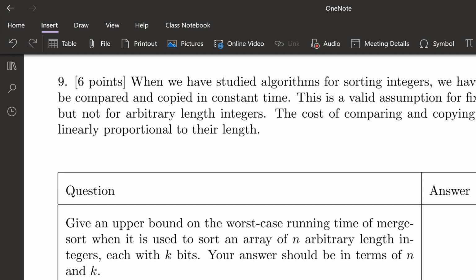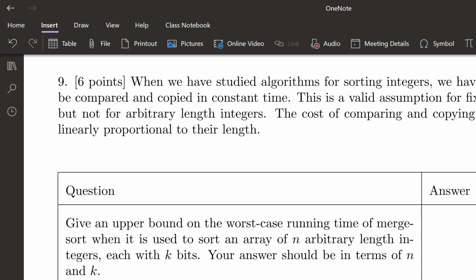Okay, question 9. When we have studied algorithms for sorting integers, we've assumed that integers can be compared and copied in constant time. This is a valid assumption for fixed length machine integers, but not for arbitrary length integers. The cost of comparing and copying arbitrary length integers is linearly proportional to their length. All right. So give an upper bound on the worst case running time of merge sort when it is used to sort an array of n arbitrary length integers, each with k bits. Your answer should be in terms of n and k.